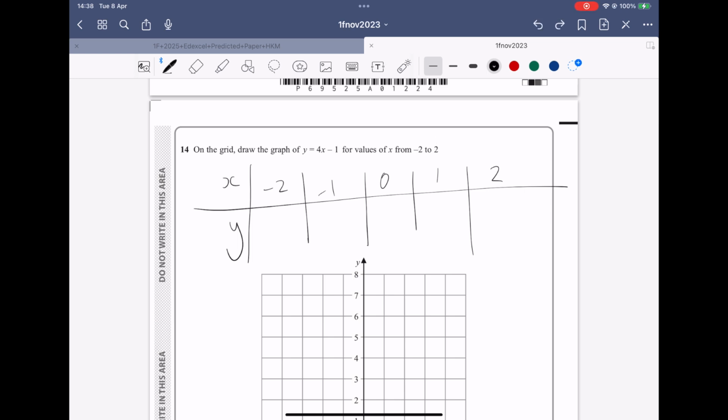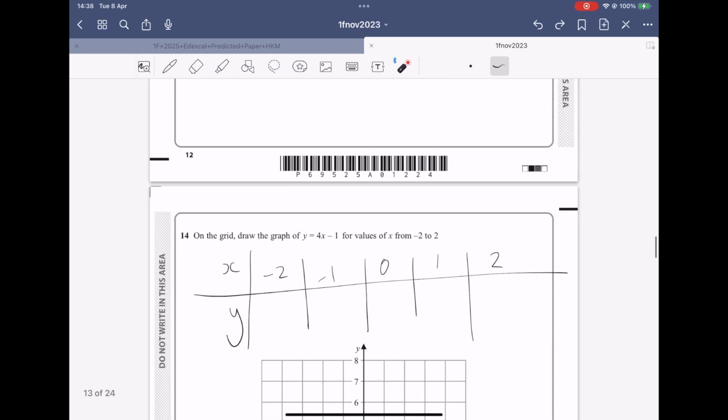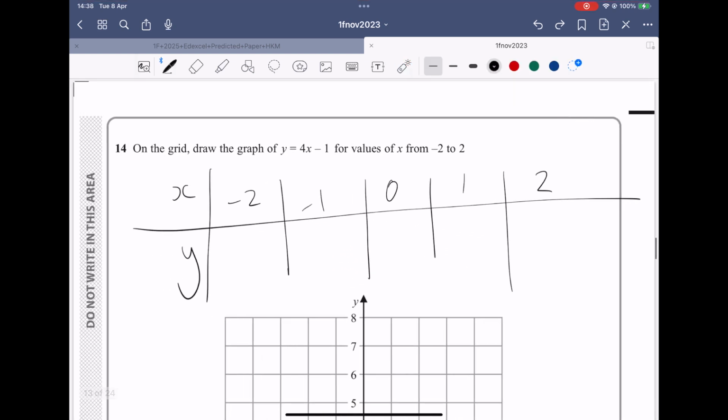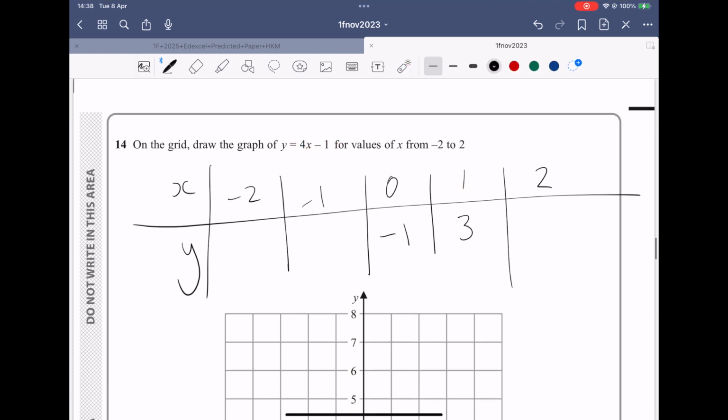Okay, so we're going to do that for this equation, doing the positive numbers first. So I'm going to leave the two minus ones for now. So 4 times 0 is 0, minus 1 is minus 1. 4 times 1 is 4, take away 1 is 3. 4 times 2 is 8, take away 1 is 7.